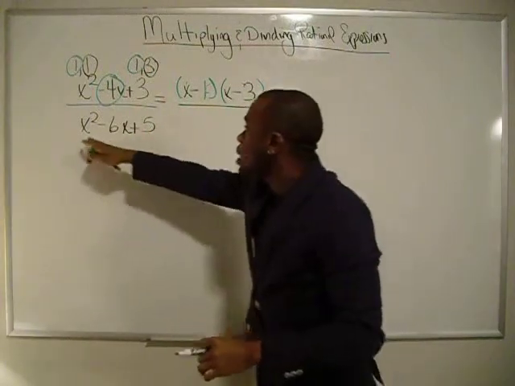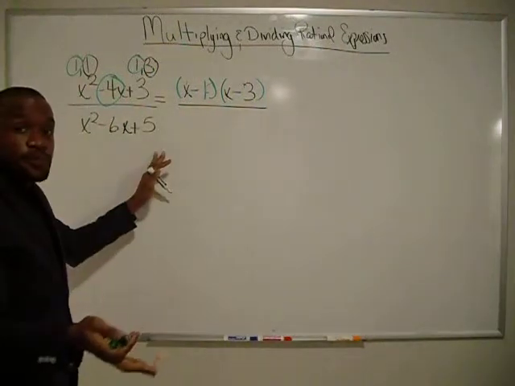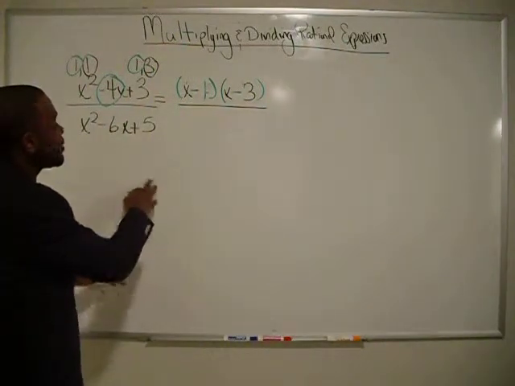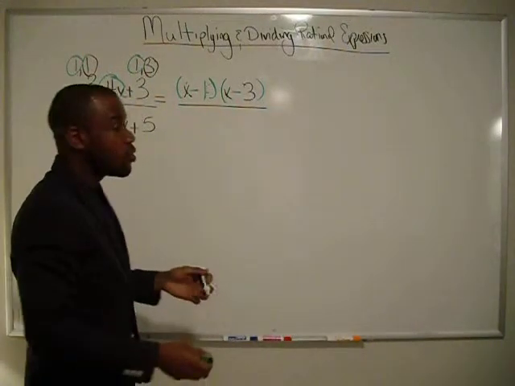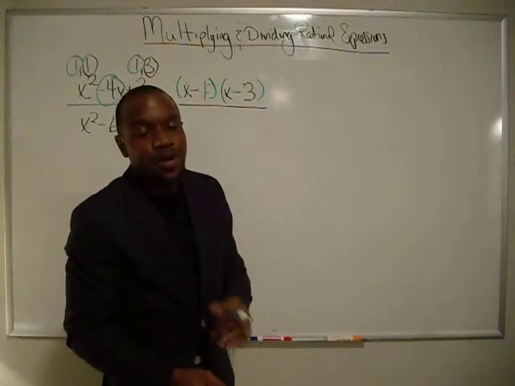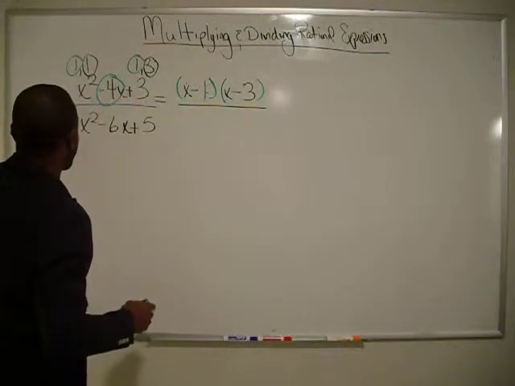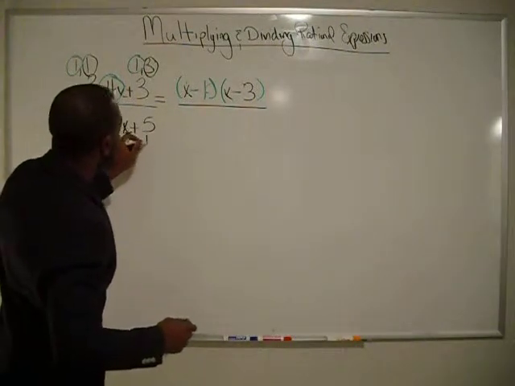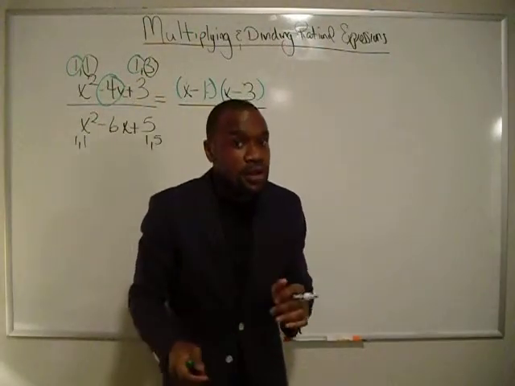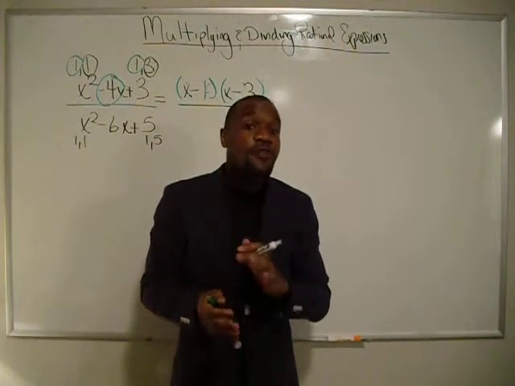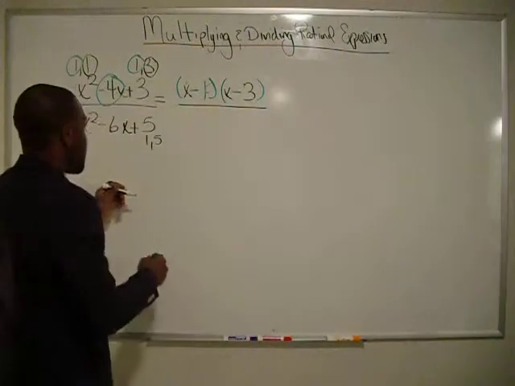Now, this part right here, x squared minus 6x plus 5, what we're going to do here is find the factors of x squared, and the coefficient is 1, which is, coefficient is what? The number in front of the variable. Perfect. Now, factors of 1, of course, are 1 and 1. Factors of 5 are 1 and 5. What is 5 times 1? 5. What is 1 times 1? 1. So, 5 plus 1 is what? 6. Right?